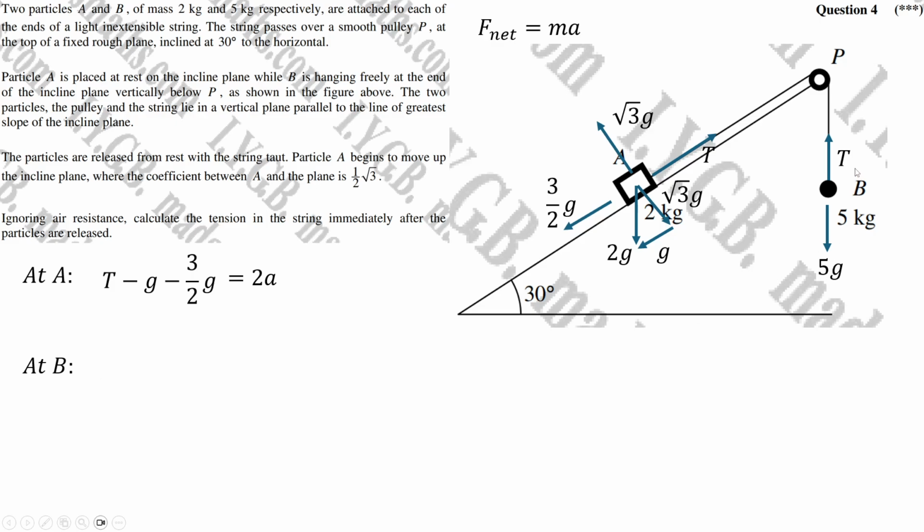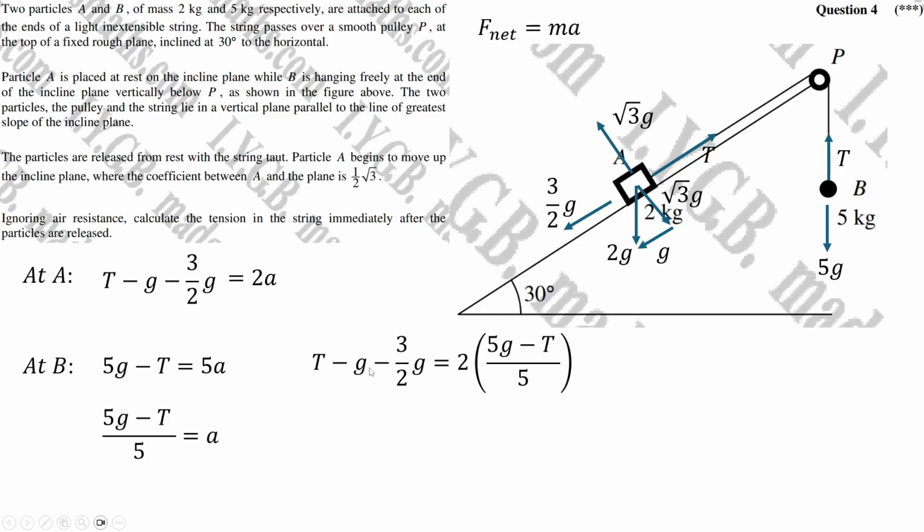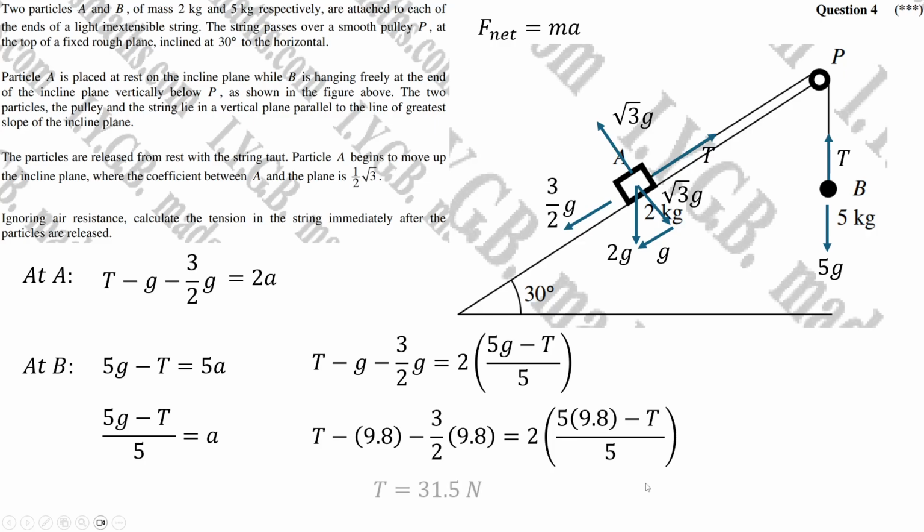So this is going to be 5g take away T equals 5 multiplied by a. Now, because these two are connected, they're going to have the same acceleration, because whenever two particles are connected, they have the same acceleration. So just rearrange this one for a, and then plug it into there. And then where g is 9.8, obviously. And then just rearrange for T to get 31.5 newtons.